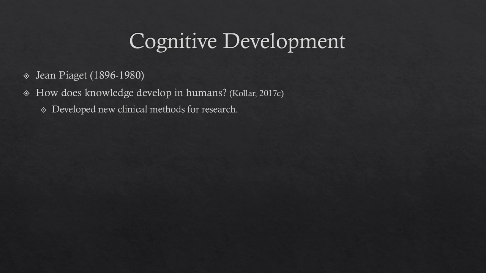So the question he asked was a little different. It was, how does knowledge develop in humans? He was known for developing new clinical methods for research. His research methods were a little bit different than those of his predecessors.